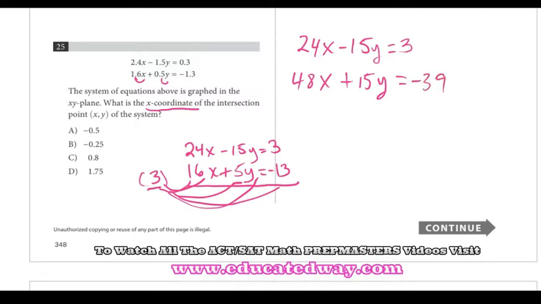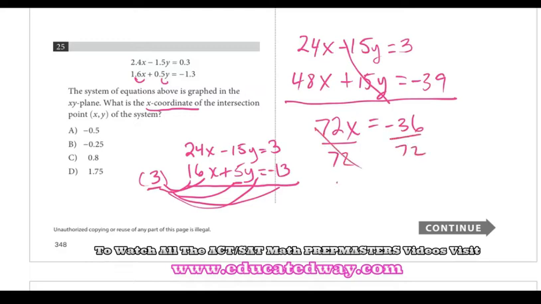Now I'm going to simply add these together. The y's will cancel. This becomes 72x, that's 24 plus 48. And then we have 3 minus 39, which would be negative 36. Solving for x, we divide by 72. X equals negative 36 over 72, and that reduces to negative 1/2. And as a decimal, that's negative 0.5. Answer choice A.